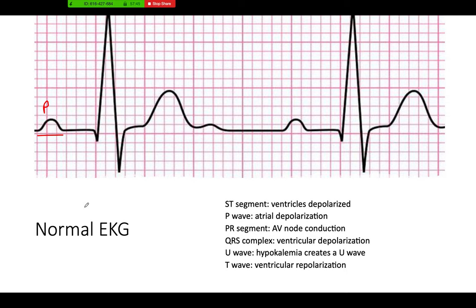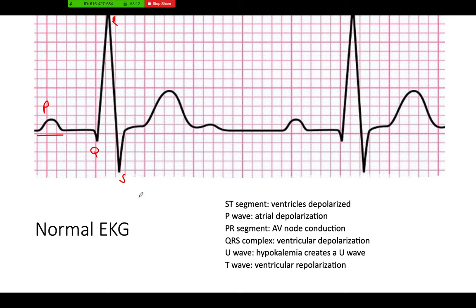Okay, so great. So what comes next? What's after the P wave? QRS, great. So the Q is going to be this first dip that we see. The R is going to be the peak. And the S is going to be the second dip, okay? And so the QRS, what does that signify? Very good, yes. The QRS is the ventricles contracting, okay?